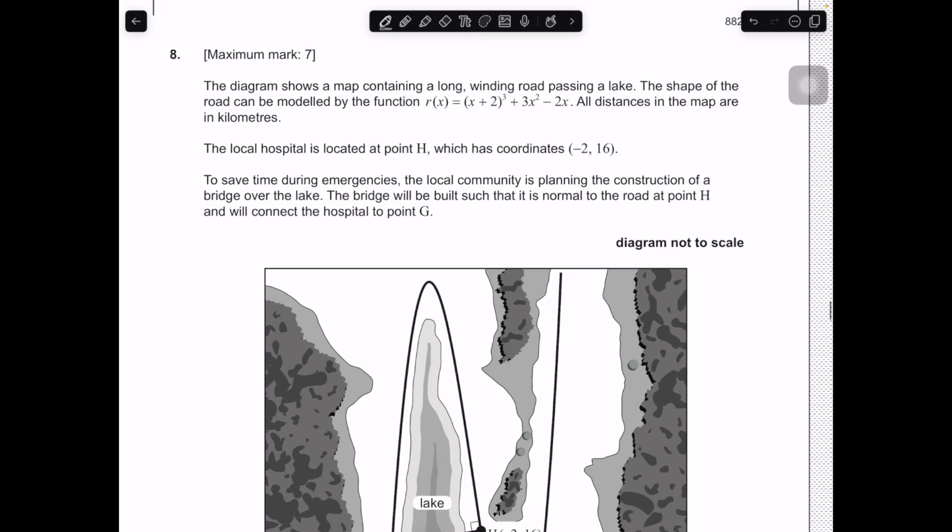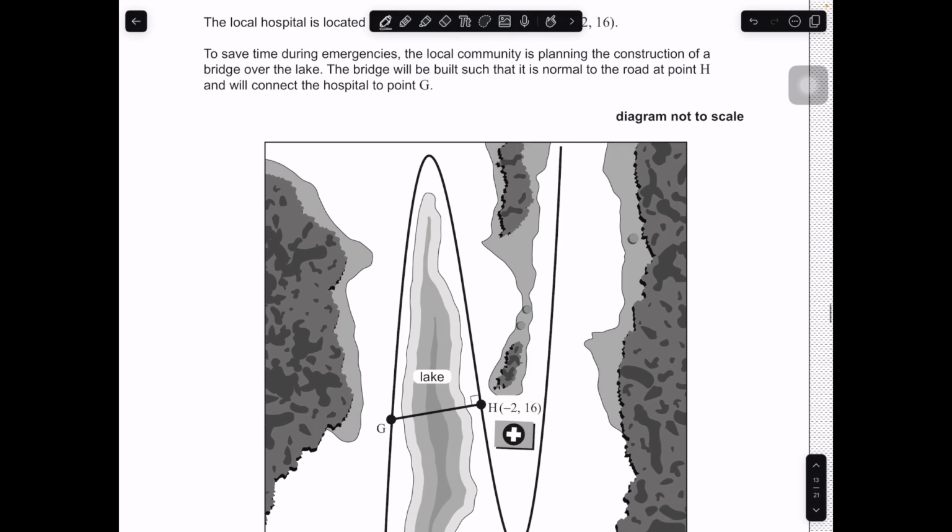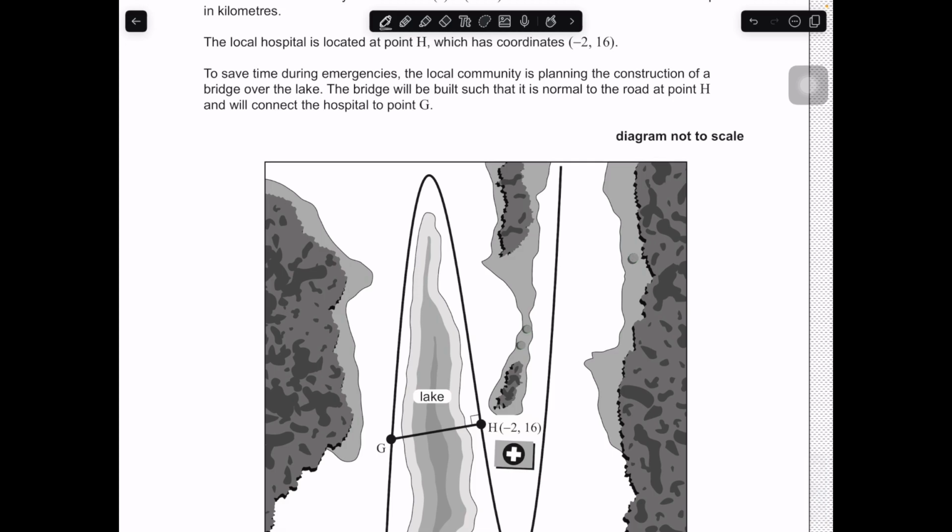The diagram shows a map containing a long winding road passing a lake. The shape of the road can be modeled by the function r of x is equal to (x plus 2) cubed plus 3x squared minus 2x. All distances in the map are in kilometers. The local hospital is located at point H, which has coordinates (-2, 6). It's right here. To save time during emergencies, the local community is planning the construction of a bridge over the lake. The bridge will be built such that it is normal to the road at point H and will connect to the hospital at G. So once again, this is a pretty heavy algebra test so far. Somewhat uncommon, but not too bad. It's good practice all the same.